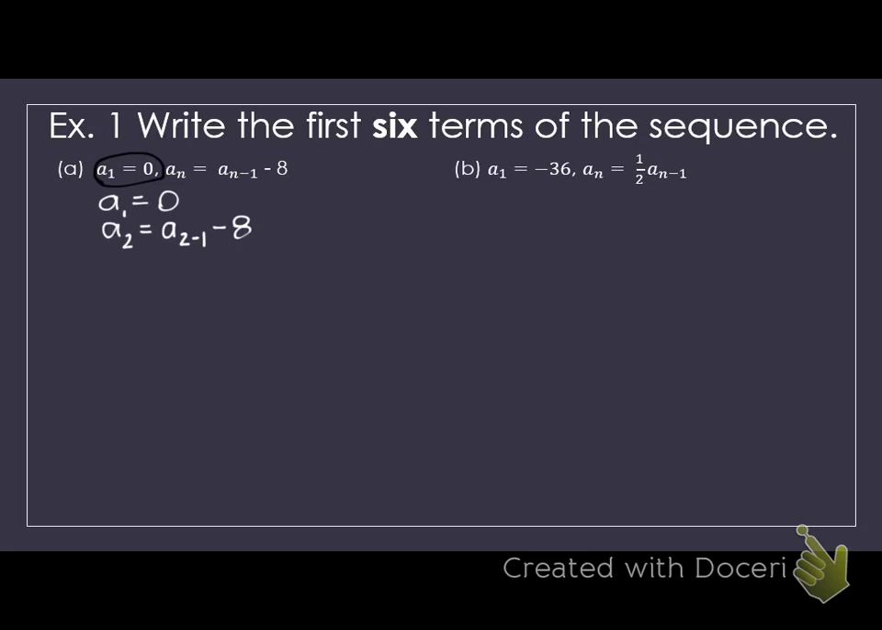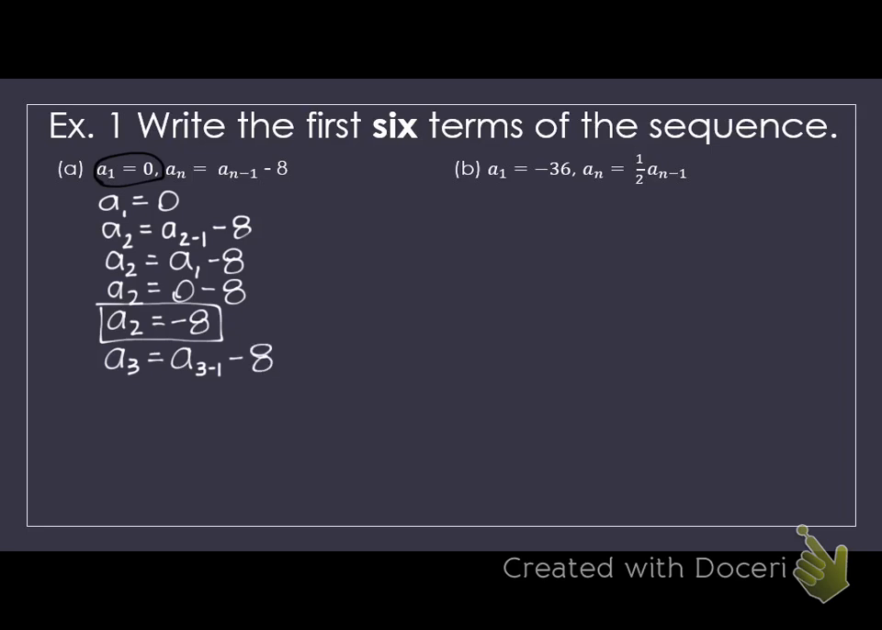Now, what is 2 minus 1? Okay, so a sub 2 equals a sub 1 minus 8. Now, we already know what a sub 1 is. What is it? 0. So we're plugging it in. A sub 2 equals 0 minus 8. So a sub 2 equals, what's 0 minus 8? Negative 8. And box it in. There's our second term. All right, a sub 3 equals a sub, the n is 3, so 3 minus 1 minus 8.